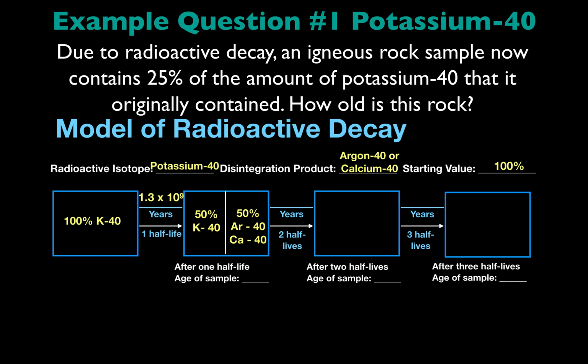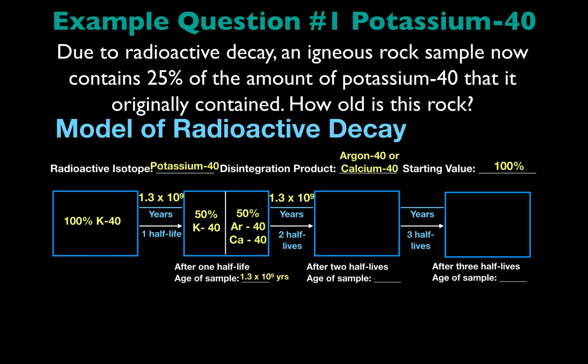Now at this point, if you see a sample with 50% potassium-40, you can determine the age of that sample, because 1.3 times 10 to the 9th years must have gone by to end up with 50% potassium-40. So that means the age of our sample at this point is 1.3 times 10 to the 9th years.